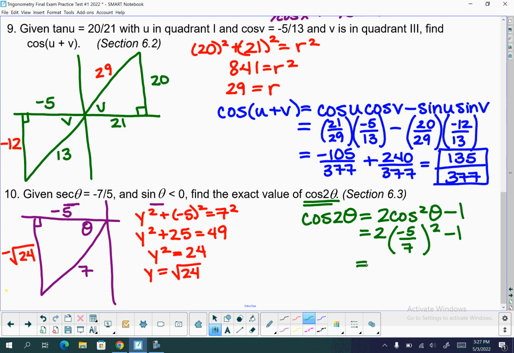Just be careful with that negative. So -5/7 squared times 2 minus 1. Make sure you give a fraction answer, and you will get 1/49 is your solution.